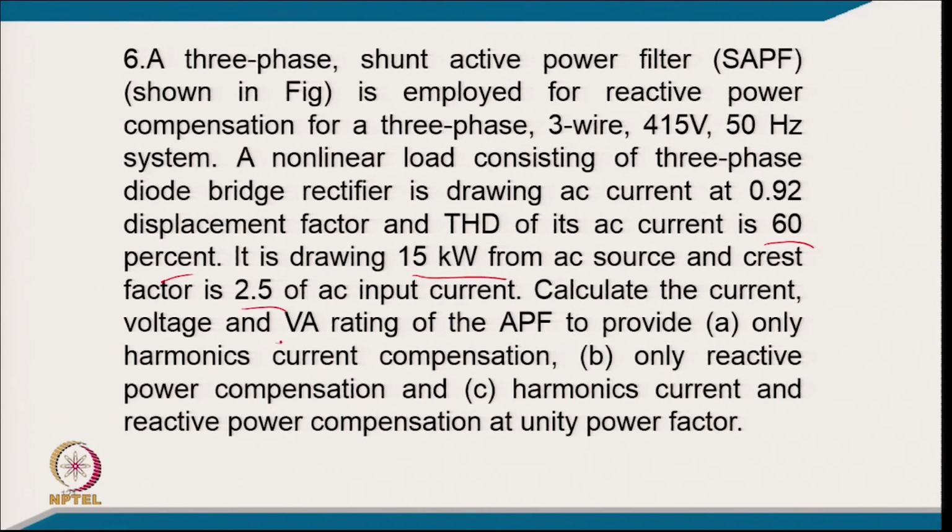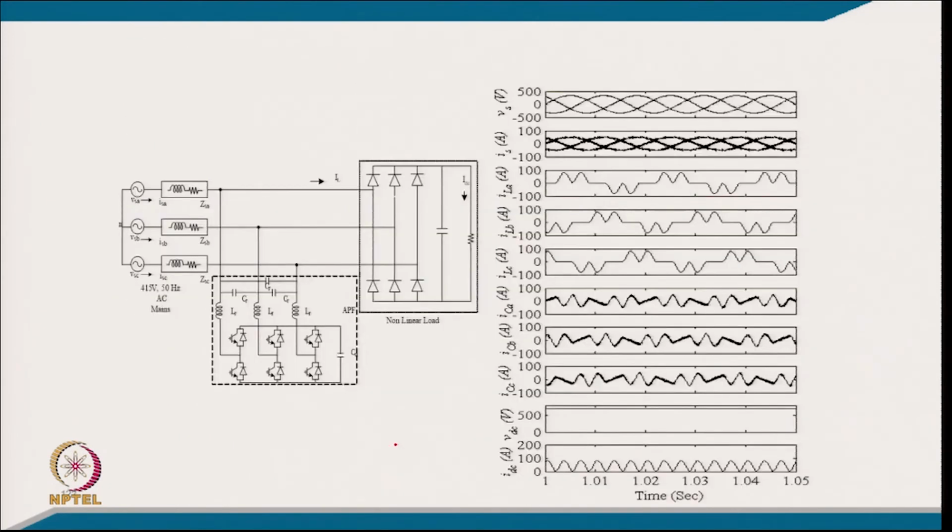Calculate the current, voltage and VA rating of the active power filter to provide A, only harmonic current compensation, B, only reactive power compensation, C, harmonic current and reactive power compensation. So, this is the typical circuit. You have a voltage fed kind of load, after the diode rectifier you have a capacitive filter with resistive load, and this is the shunt active filter which is connected in parallel to that.